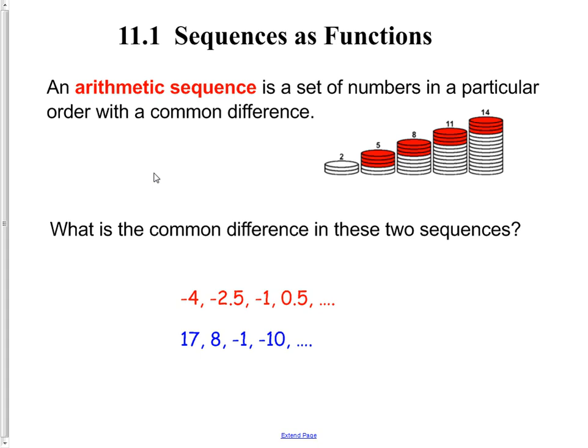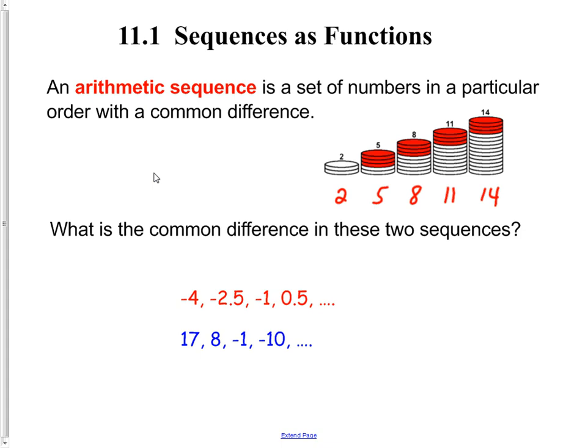If you look at this example here, what we have is 2 chips, then we have 5 chips, then we have 8, 11, and 14. So what I'm doing here is I'm adding 3 to the previous number. That's an example of an arithmetic sequence.